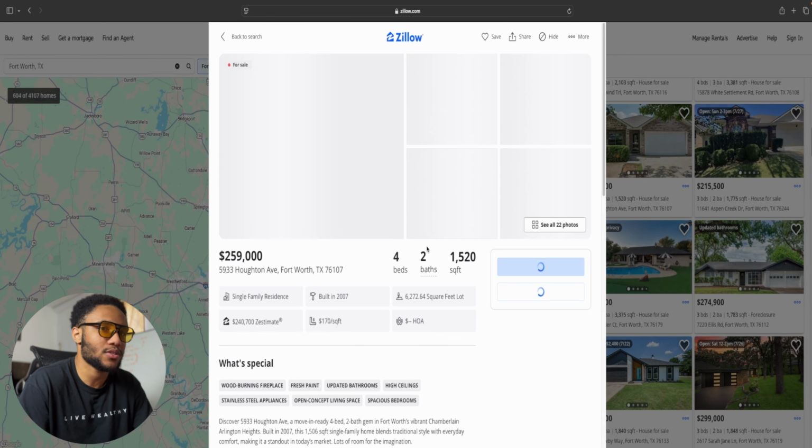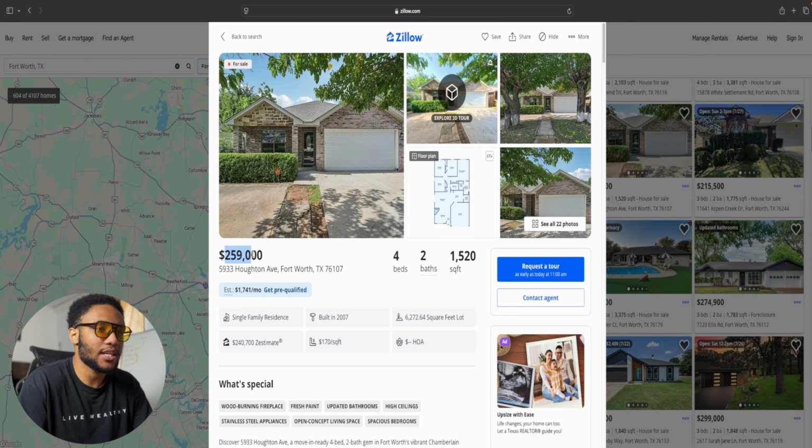If I click on this house, I see it's for $259. I go and tour the place. I like the place, and I come in with an offer at $250. I am a passive buyer. I like the house, but I don't like it enough to where I'm willing to pay your price. So for me, my priority, number one, or actually my only priority, is price.